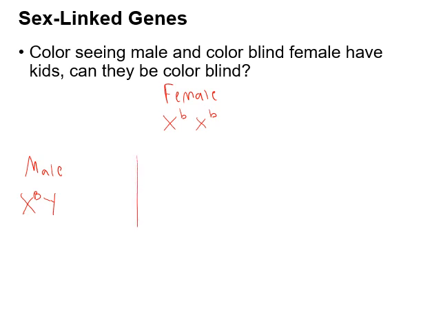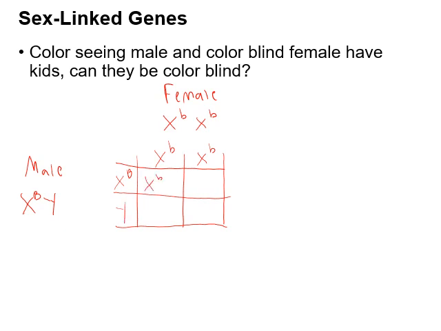So we're going to fill in another Punnett square. All right, we fill in the females' alleles there, the males' alleles there. We're going to fill in going down. So we have X lowercase b, X lowercase b. Fill in going down, X lowercase b, X lowercase b. And then we fill in going across. So capital X, capital B, capital X, capital B. And then Y there, and then Y there.